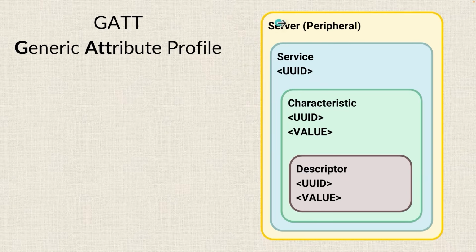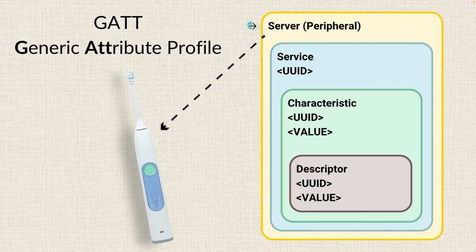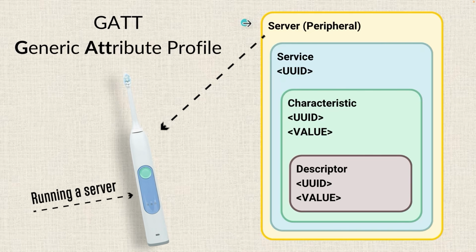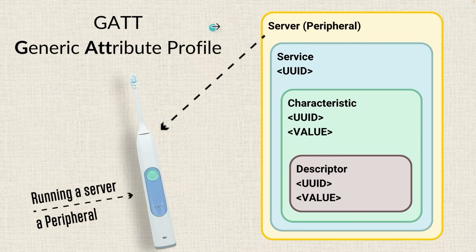I want you to think of the top level as the server. You can think of the server as a widget, like an actual device, for example, my toothbrush. So we could say the toothbrush is a device, but that device is running a server. We can also call that a peripheral. So we've got our toothbrush.